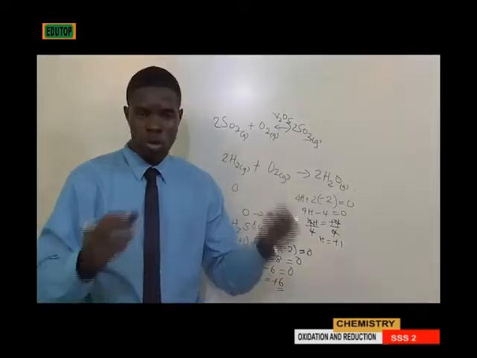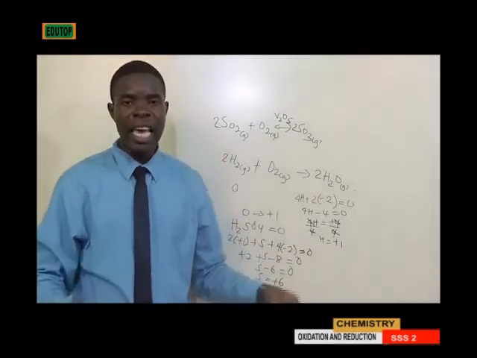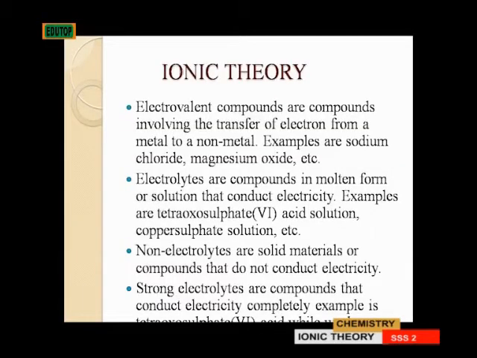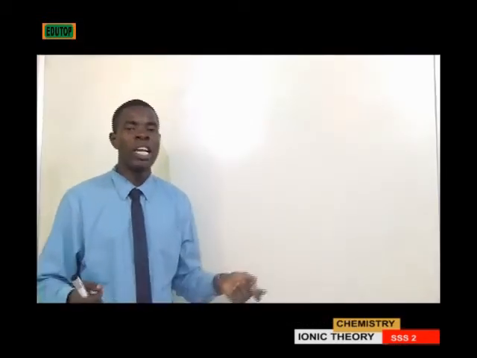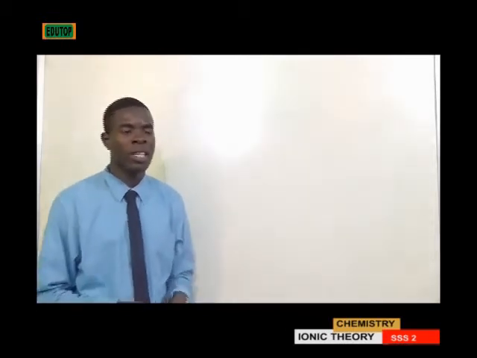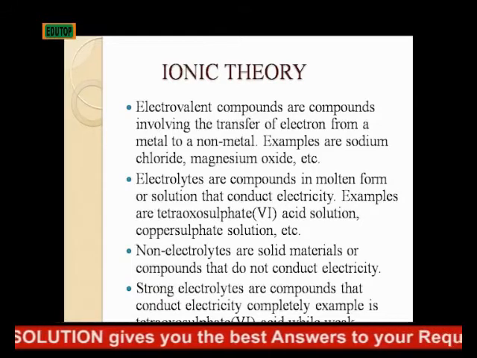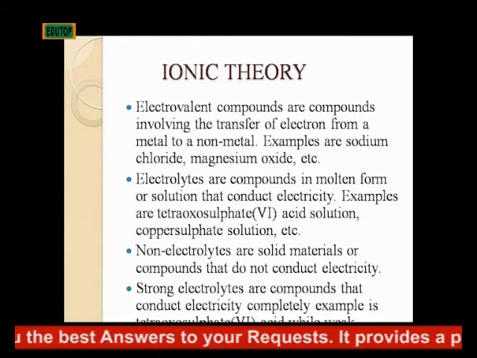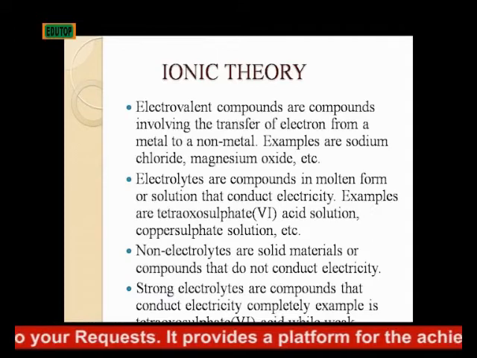Oxidation is the loss of electron, while reduction is the gain of electron. Ionic theory. Ionic theory has to do with the interaction between ions. Electrovalent compounds. What are electrovalent compounds? Electrovalent compounds are compounds involving the transfer of electrons from an atom, usually metallic, to another atom which is non-metallic.